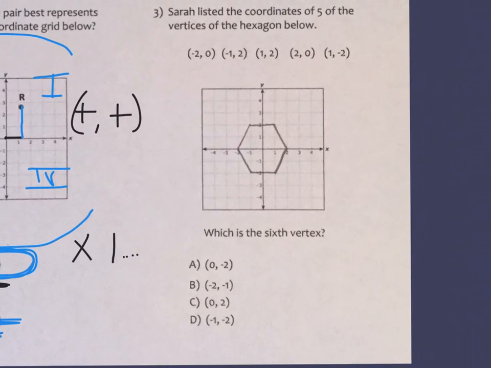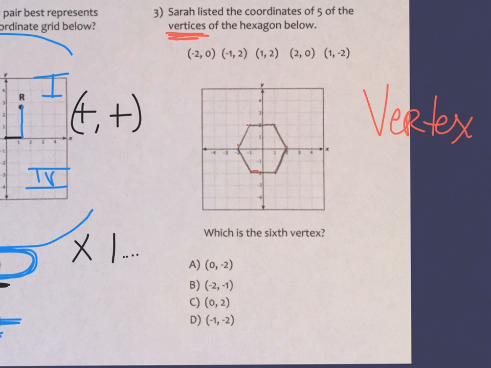Finally, question number 3. It says, Sarah listed the coordinates of 5 of the vertices of the hexagon below. First thing that jumps out at me is this word, vertices. Do you remember what a vertex is? A vertex is a point where 2 line segments meet. And in fact, these are the vertexes, where these points meet, right?